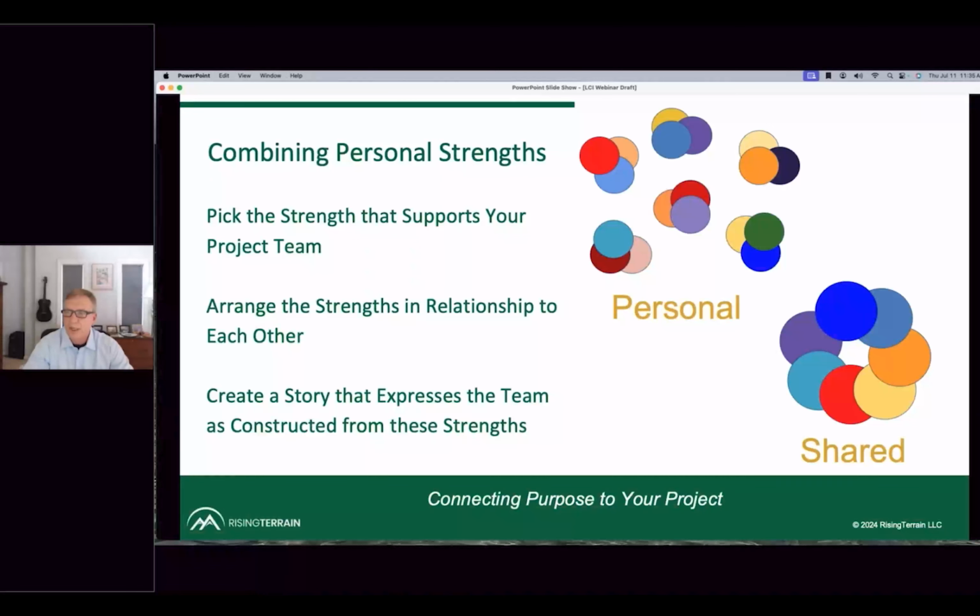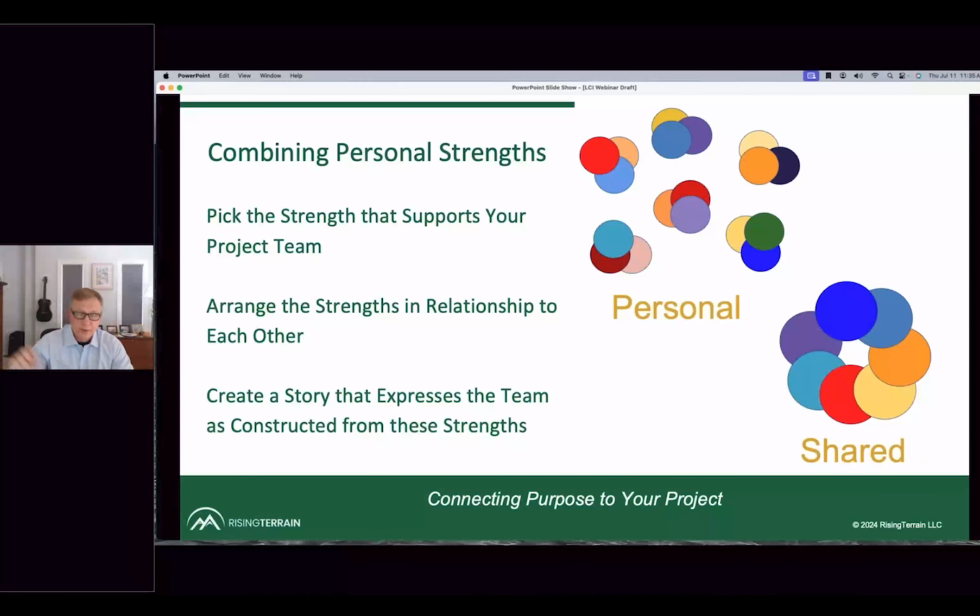So I hope that's helpful. But in charge of really creating this vision of a shared identity, when you think about your personal strengths, you may come up with several. It's not unusual. And think about the one or maybe two that really support your project team, because some of their personal strengths may be more applicable in a social group or your family at home. But think about the one that is supporting your team and find a way to create relationships between the different strengths and then create a story.